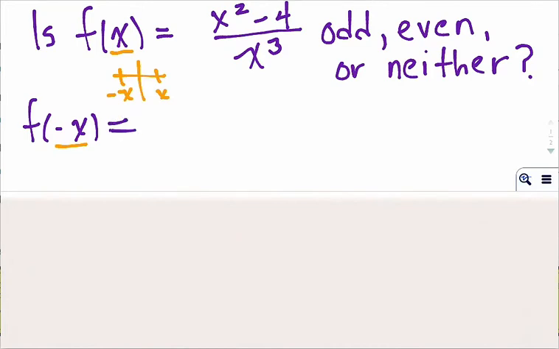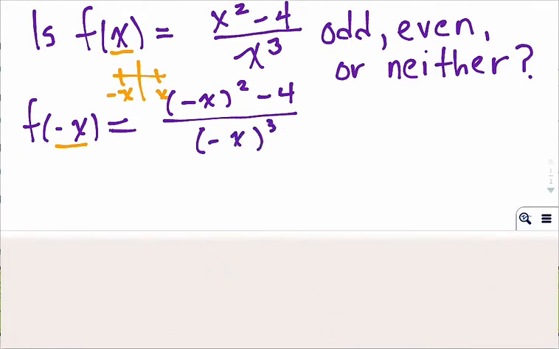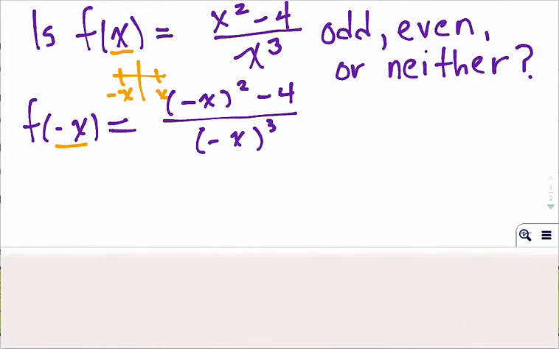So first we plug in negative x for all of the x's over here. We'll drop in a negative x for every x, keep parentheses there so that we can then do our simplification. So when we go to simplify, negative x quantity squared. Well, the power is even there, so the negative in front will actually disappear. Negative x times negative x is positive x squared. No change with that negative 4 there.